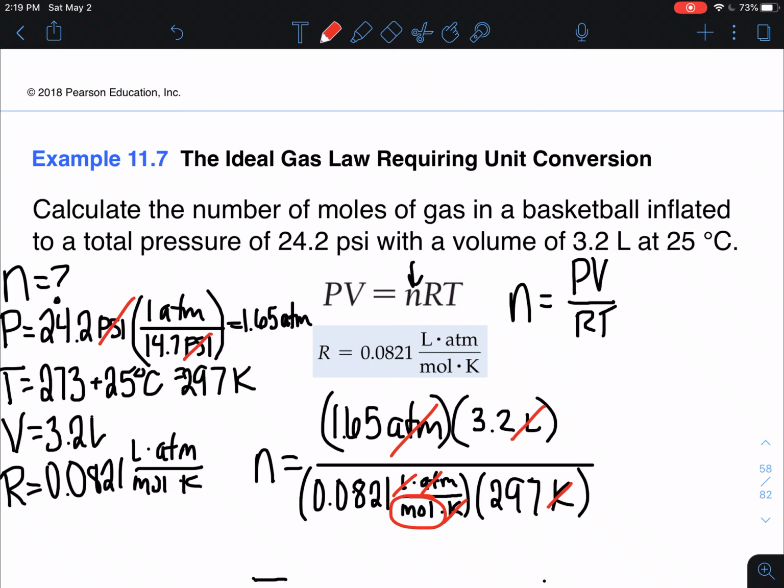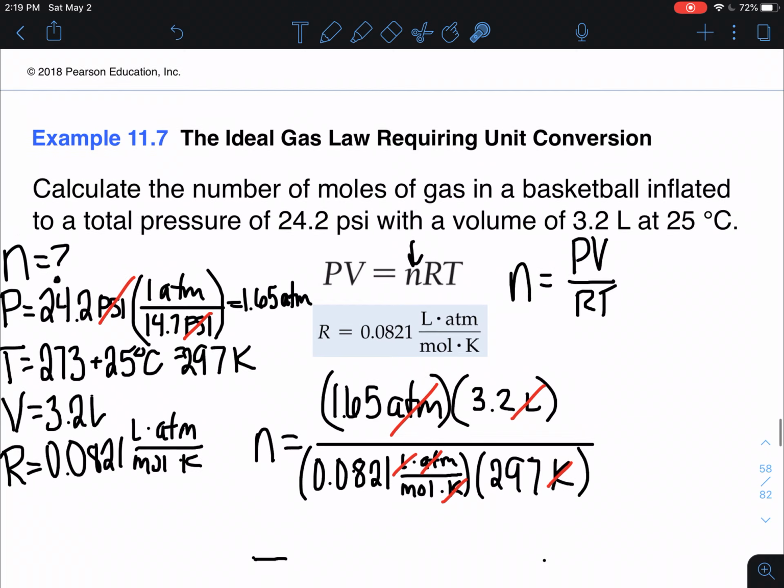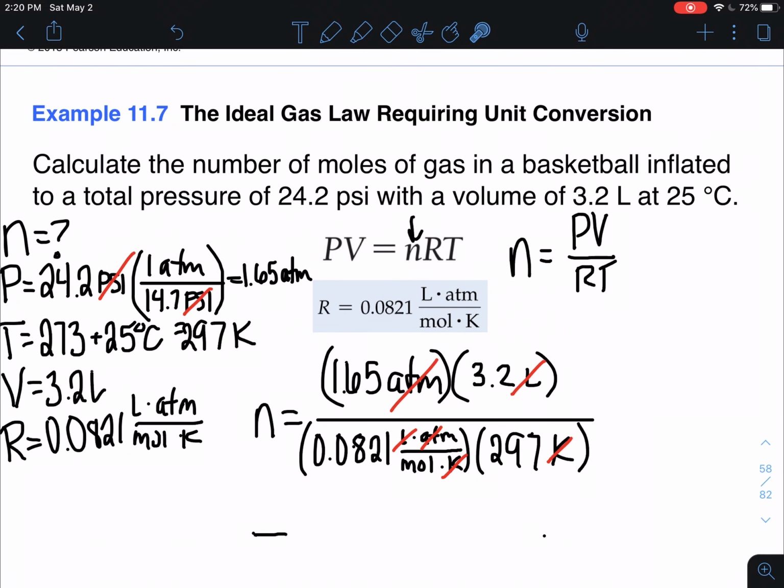Now you might sit back and say, well, wait a second, mole's in the denominator. Well, it's in the denominator of a denominator, so essentially it's going to be in the numerator of the answer. Okay, so we have 165 multiplied by 3.2, and that's over 0.0821 multiplied by 297.